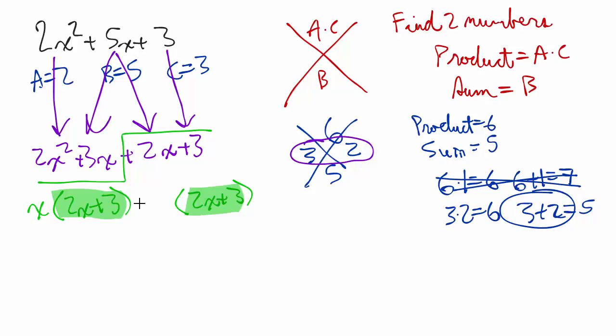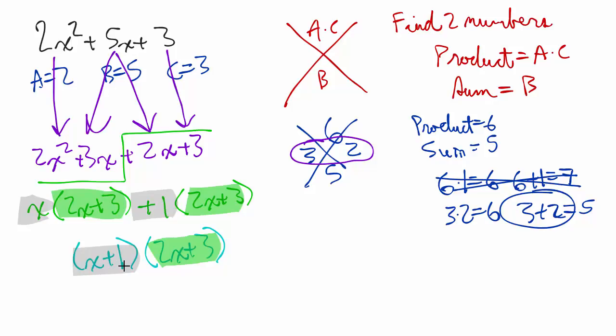So what happens? There's nothing that's common here, so we'll just pull out a 1. The answer is going to be kind of funky, so bear with me. The answer is x plus 1 times the quantity 2x plus 3. The 2x plus 3 is what's in those parentheses right there. The x plus 1 out front is this x and this plus 1. That becomes this x plus 1 there.